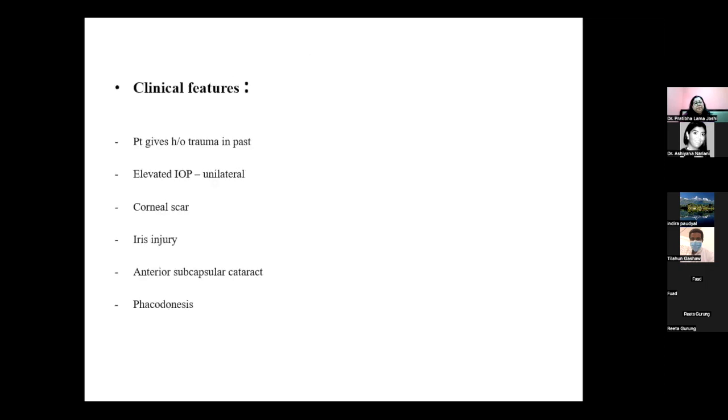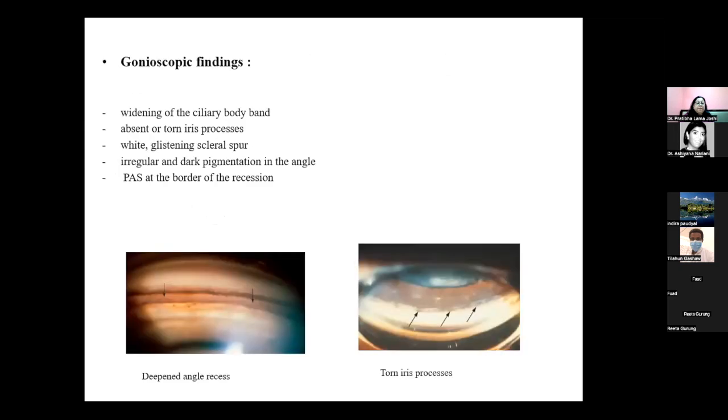Clinically, the patient gives a history of trauma in the past. The patient may present with elevated intraocular pressure in the affected eye. We may see signs of previous trauma like corneal scar, iris injury, anterior subcapsular cataract, and phacodonesis. And when we do gonioscopy, we will see the typical signs of angle recession.